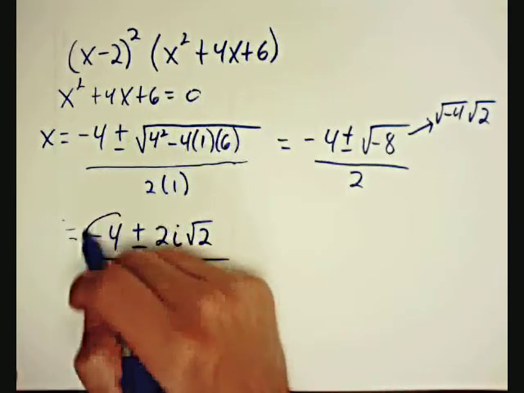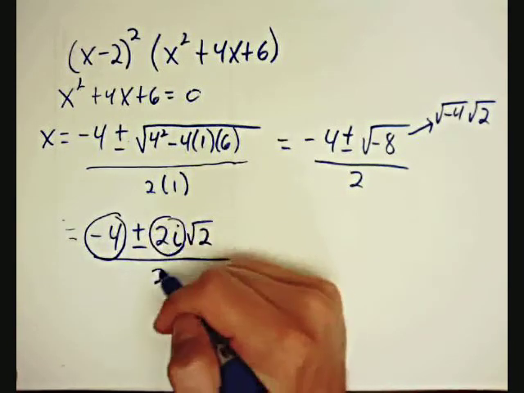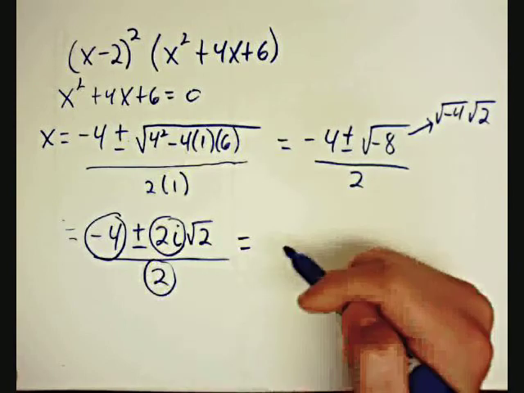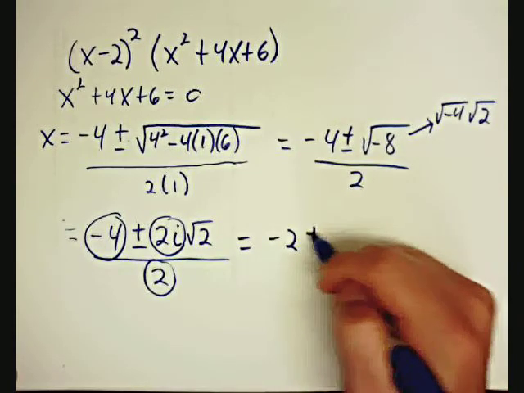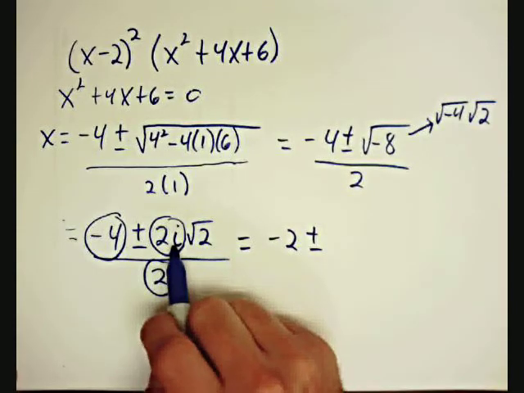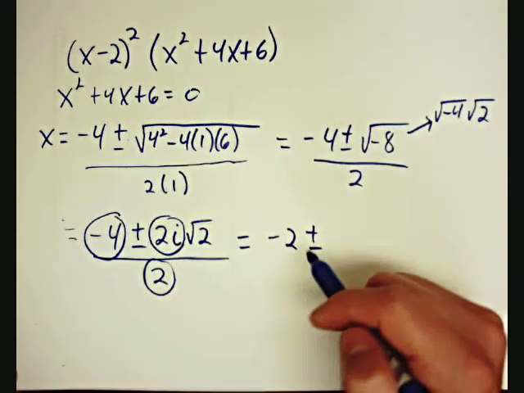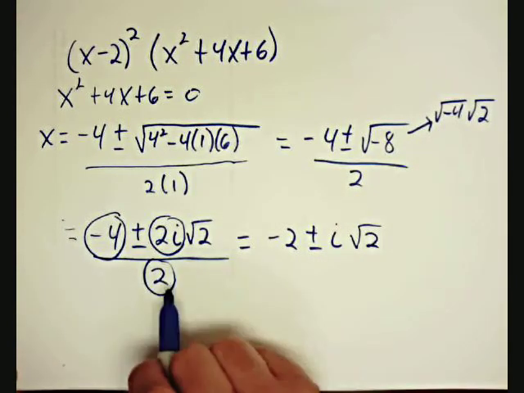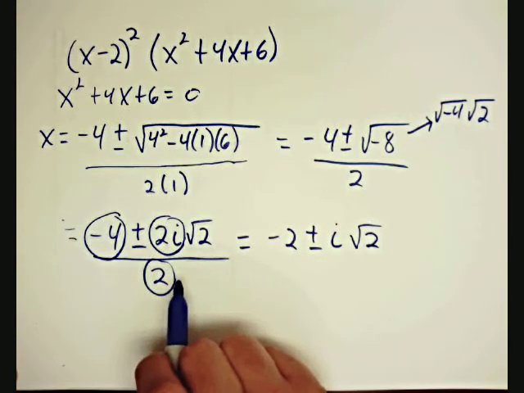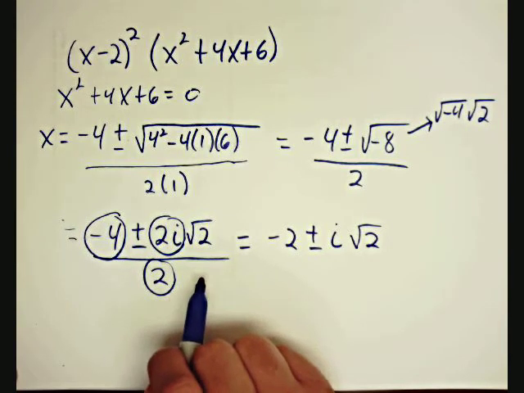And then lastly, do these simplify? And yes, they do. They're all divisible by 2. Negative 4 divided by 2 is negative 2. Plus and minus 2i divided by 2 will leave i square root 2. And 2 divided by 2 is 1, so we no longer need the denominator.